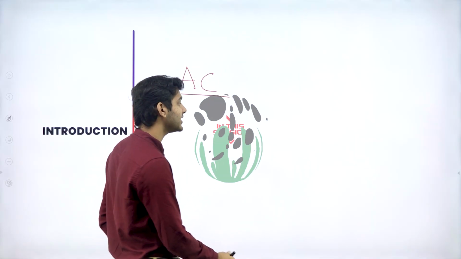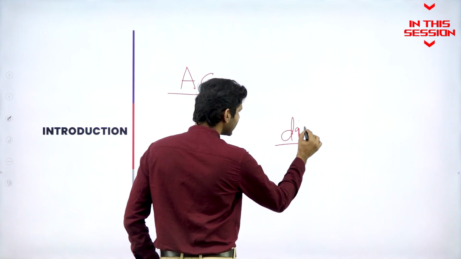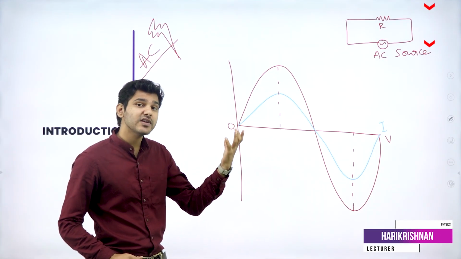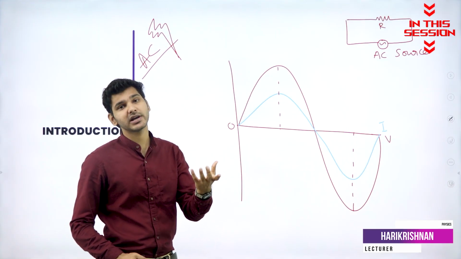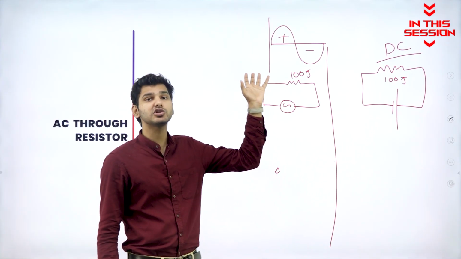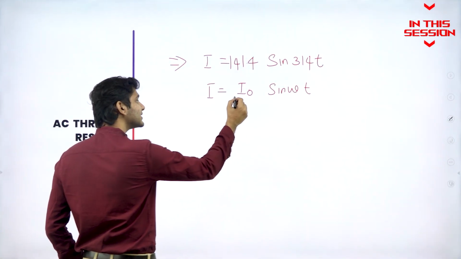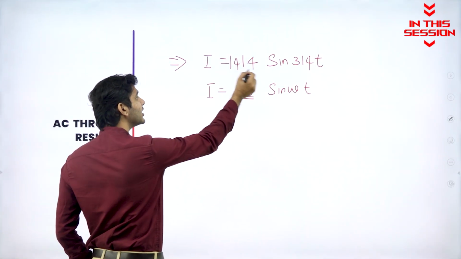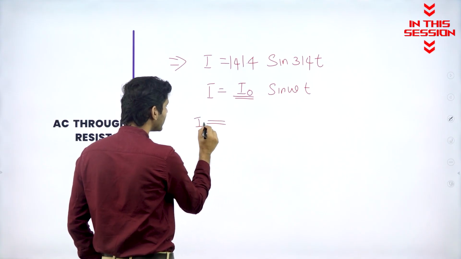Current is just simply the rate of change of charges, that is dq by dt. In this particular case, how do we represent current and voltage in a numerical sense? In order to produce the same 100 joules of heat, how much power did I use? I naught is the peak value of current, given by I naught.